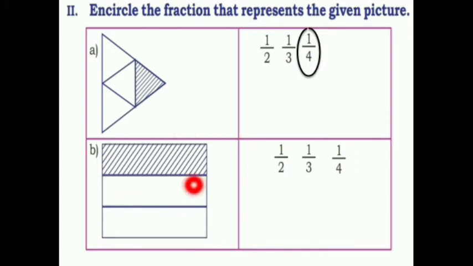Next we have this picture. Here one part is shaded. So the numerator is 1. Here all fractions have 1 as the numerator. So we should see the denominator. This figure is divided into 3 parts. So the denominator will be 3. Here which fraction has 3 as the denominator? Yes, this fraction has 3 as the denominator. So we will circle this fraction.